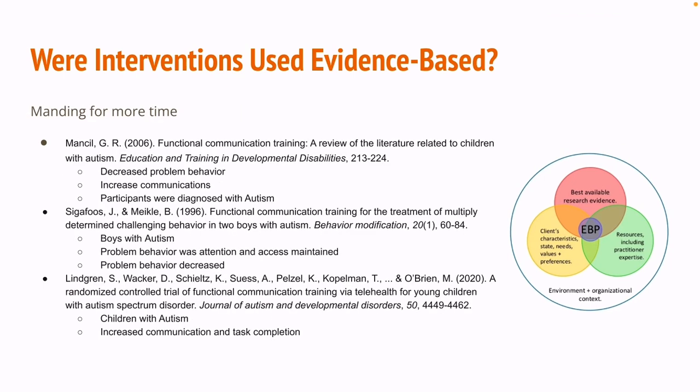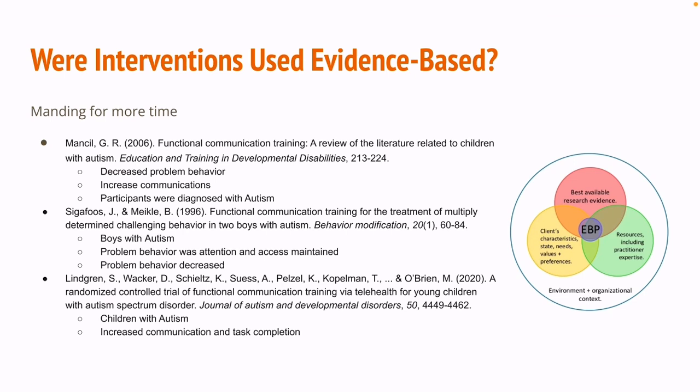Now let's dive into manding for more time. The first article I found saw that it decreased problem behavior, increased communication, and participants were diagnosed with autism. This is awesome because I know that it is also important to recommend intervention goals and strategies based on factors such as client preferences, supporting environments, risks, constraints, and social validity. And part of that is what is important to the parents and the client. And one of their goals was to increase communication. And of course, decrease task refusal.